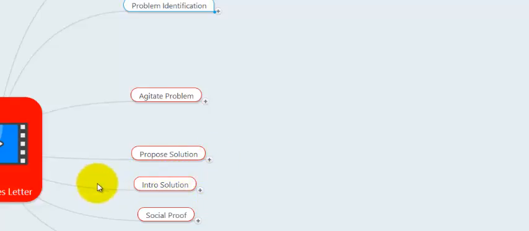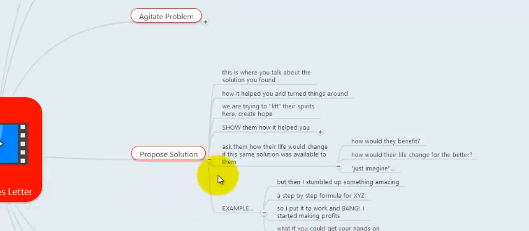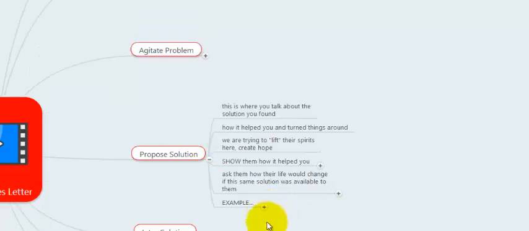So we're not introducing anything yet. We're still not talking about our product. We're still not even introducing the solution yet. We're just going to propose a solution. What if a solution existed? So we're just going to talk about that now. So this is where we talk about the solution that we found.